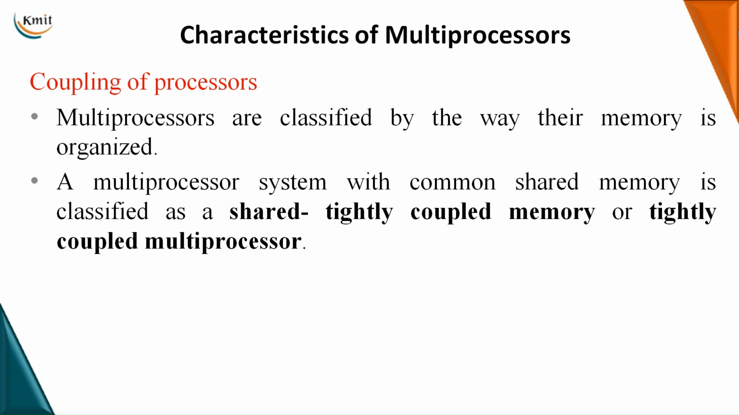Processors are classified by the way their memory is organized, how the processors share the resources, and how they communicate with each other. Based on that, they are divided into two types: loosely coupled systems and tightly coupled systems. A multiprocessor system with a common shared memory is called a tightly coupled multiprocessor system. All the processors present in the system share a common memory in order to communicate with each other. So that type of system is called a tightly coupled multiprocessor system, or we can also call it a shared memory system.